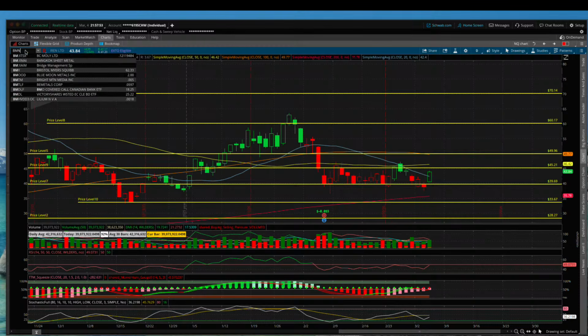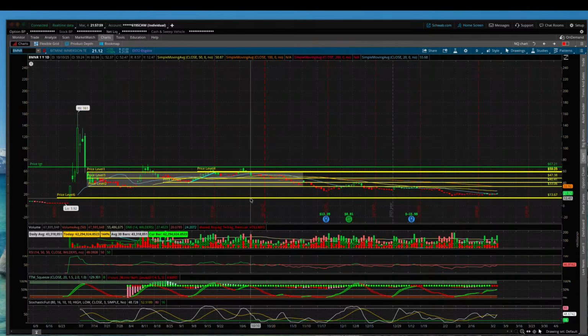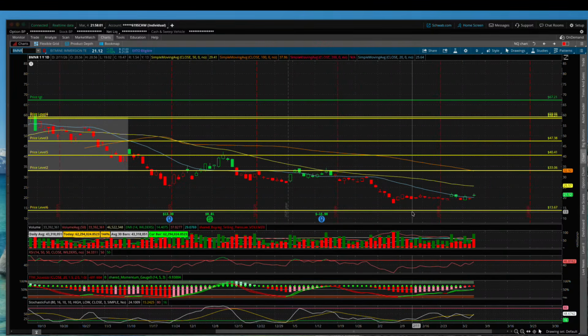Okay, BMNR. Bitmine emerging. So this is going sideways, doing nothing. I think I said this many times about this stock. If you want to be in this, buy it and hold it as a stock and don't look at it. Or buy two to three years out LEAPS and don't look at it. Because it does nothing.